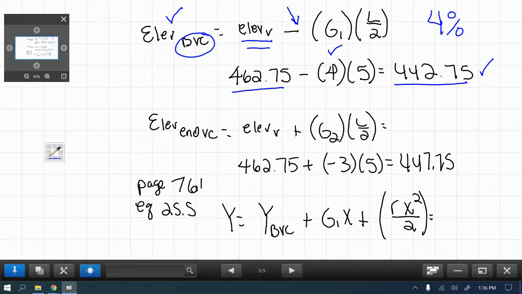And we're just doing a straight line grade. Now to do the elevation at the end vertical curve, I would say always do a plus and keep your signs. It will always work out right. So it'd be your elevation at V plus G2 times L over 2. So that's the elevation at V, plus a negative 3% grade times 5, and you get 447.75.